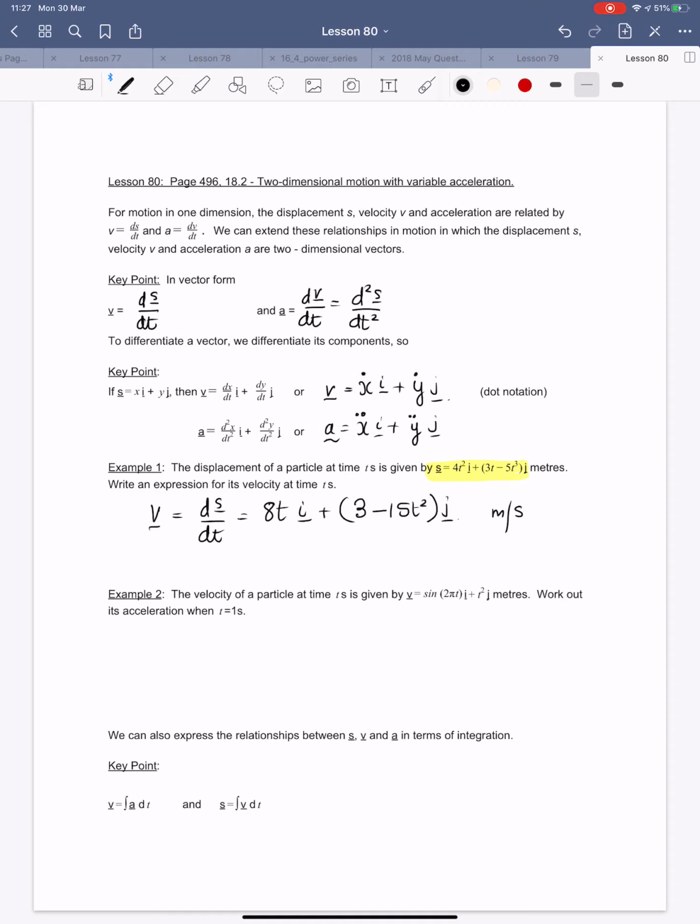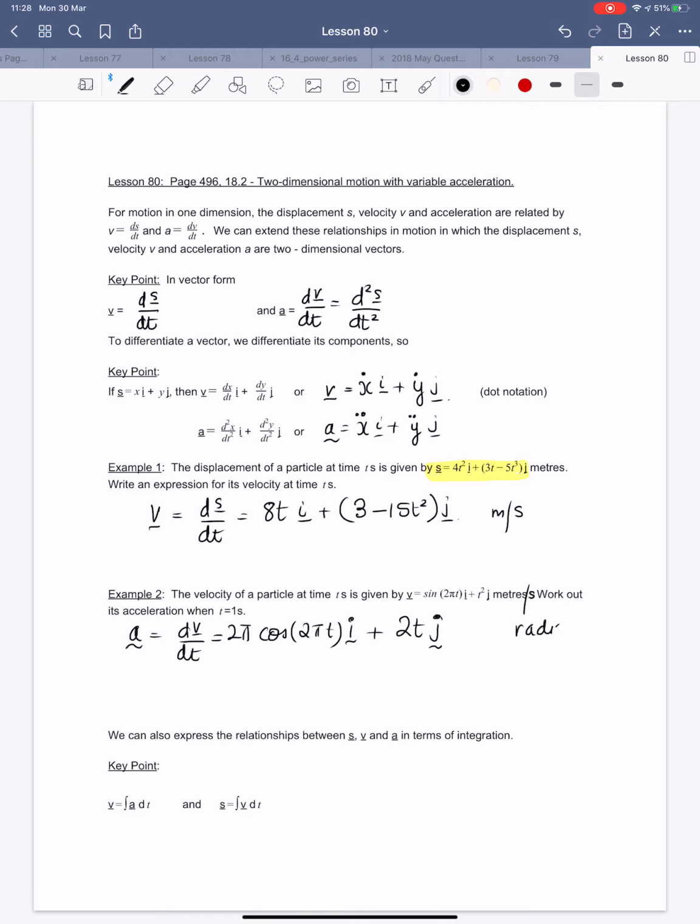Example 2. The velocity of a particle at time t is given by v is sine 2 pi t in the i direction plus t squared j in the y direction. Work out its acceleration, velocity in meters per second. Work out acceleration when t equals 1. So acceleration is dv by dt. Sine differentiates to cosine, and we've got that factor of 2 pi there. That's in the i. t squared differentiates to 2t, and it's multiplied by the j.